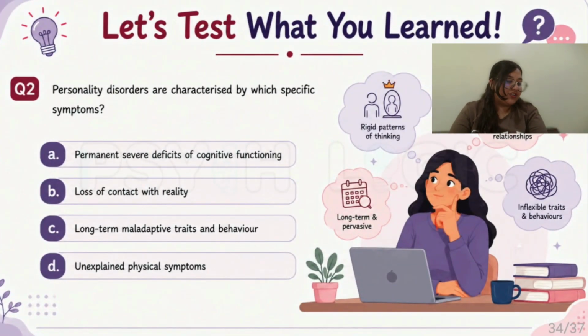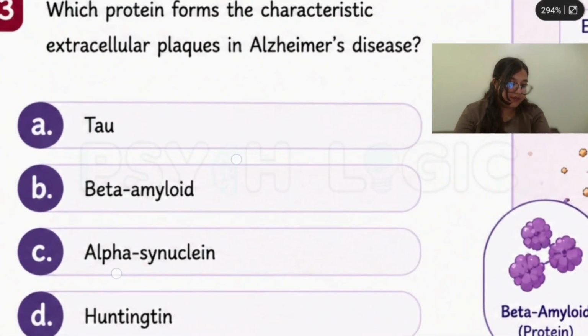Question number 2. Personality disorders are characterized by which specific symptoms? A. Permanent severe deficits of cognitive functioning. B. Loss of contact with reality. C. Long-term maladaptive traits and behavior. D. Unexplained physical symptoms. The answer is C. Long-term maladaptive traits and behavior.